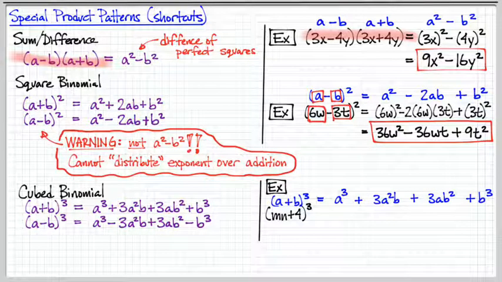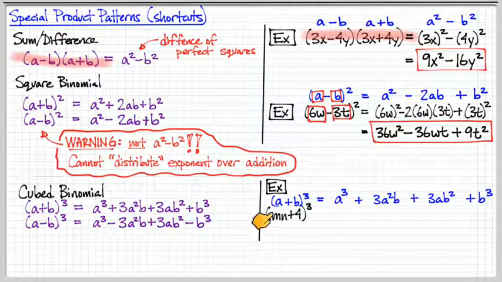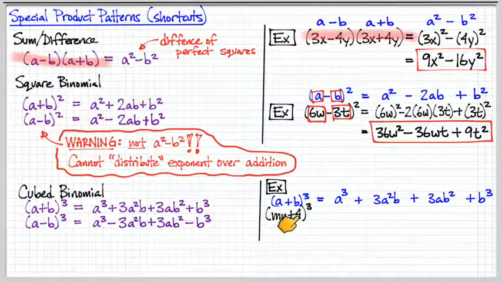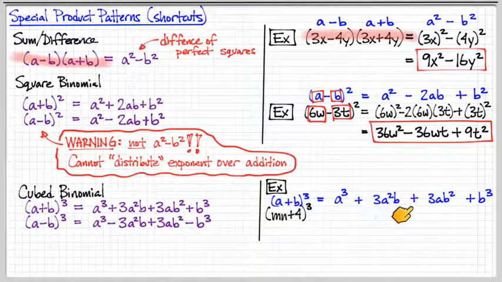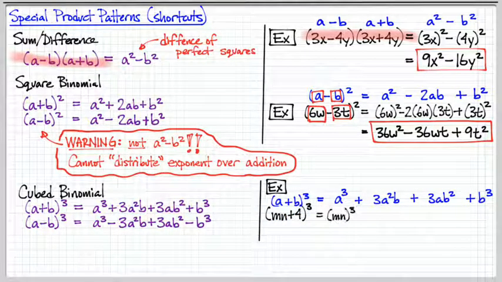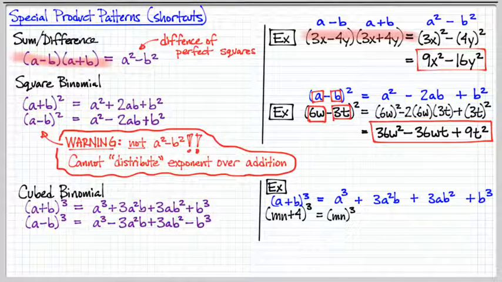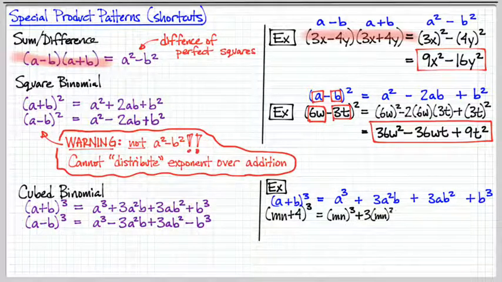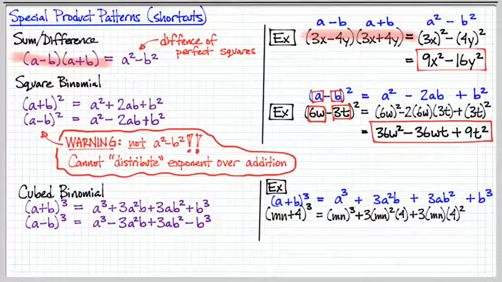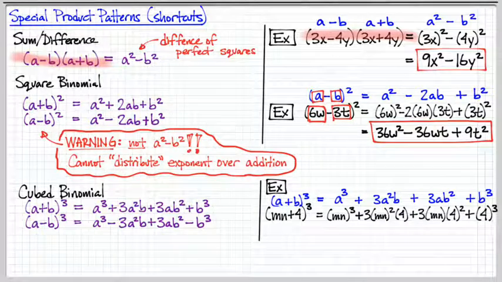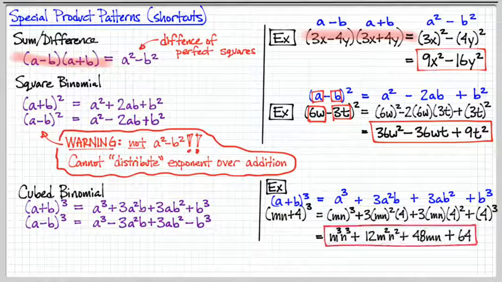Lastly, the final case here, we have a cubed binomial. In this case here, we recognize this to be a cube, so this can be expanded out. We take our cubed a term, a cubed, plus 3a squared b, plus 3ab squared, plus b to the third power, and then we do a simplification step. So that's using special patterns as a way of shortcutting the multiplication work.